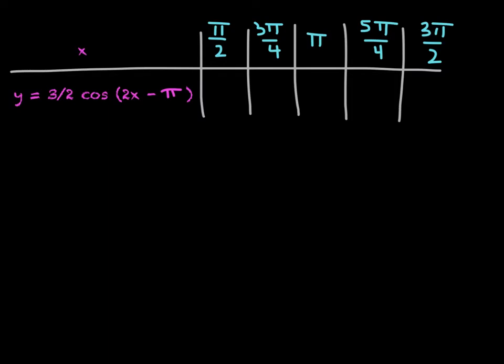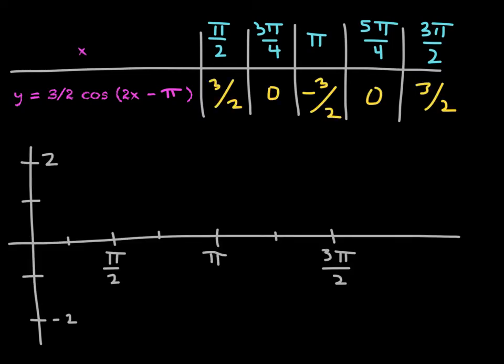All right, so plug in each one of these five input values, and I'm going to ask you to pause the video here. Plug in each one at a time for x, do the arithmetic, and evaluate this cosine function. Okay, so I found these five output values, these function values here. Here's your maximum, here's your x-intercept, your minimum, another x-intercept, and a maximum. Let's go ahead and plot these points and then draw a smooth curve through them.